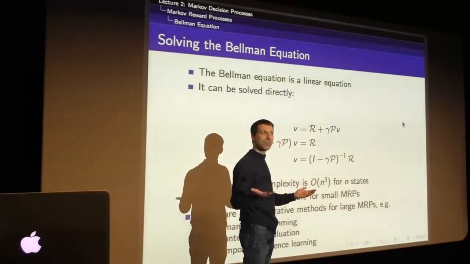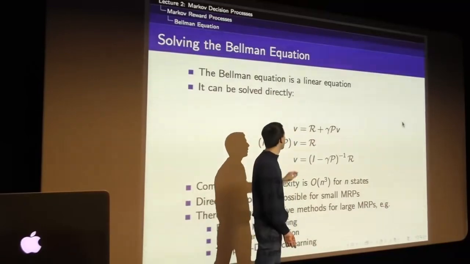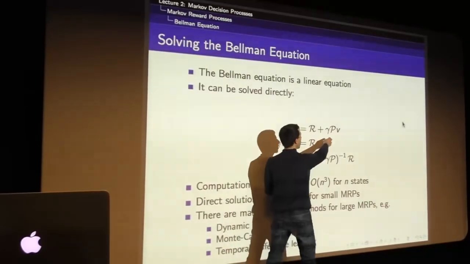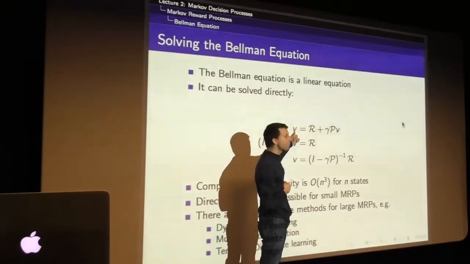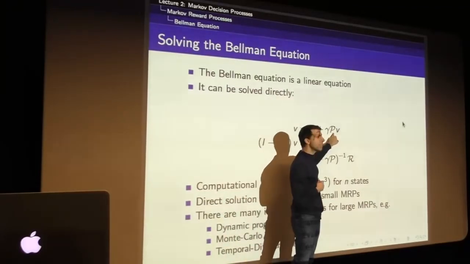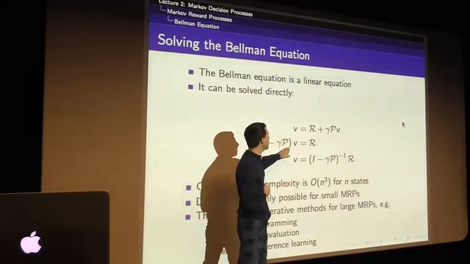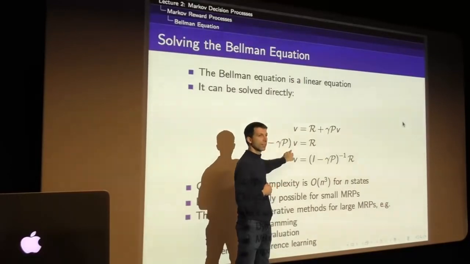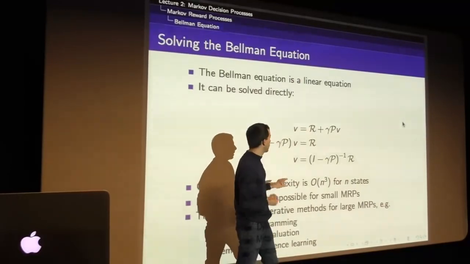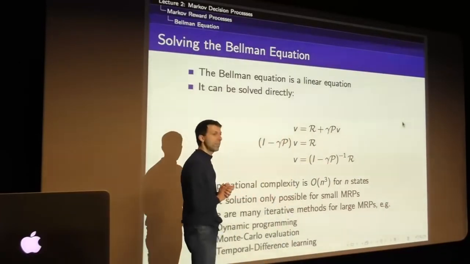Assuming that our matrix is small enough to invert, what we can do is just write out our linear equation now. All we're going to do is collect together the v terms here. So we've got, if you like, identity times v here, and gamma P times v here. So we collect those together on this side, (I minus gamma P) v equals r, and then we just invert this matrix. Okay? And this is the solution to the MRP.